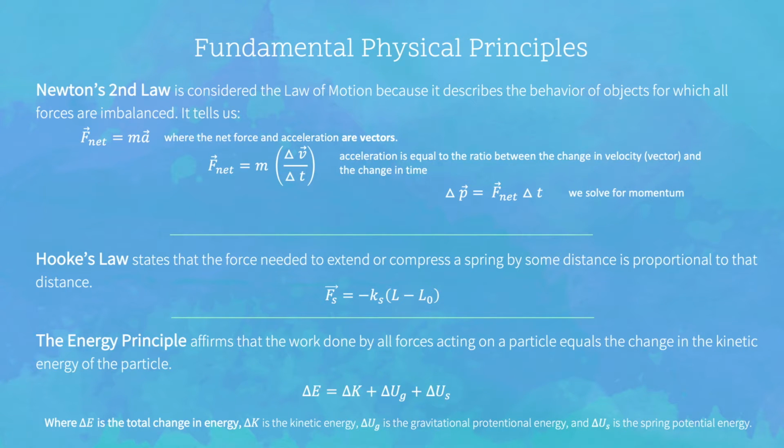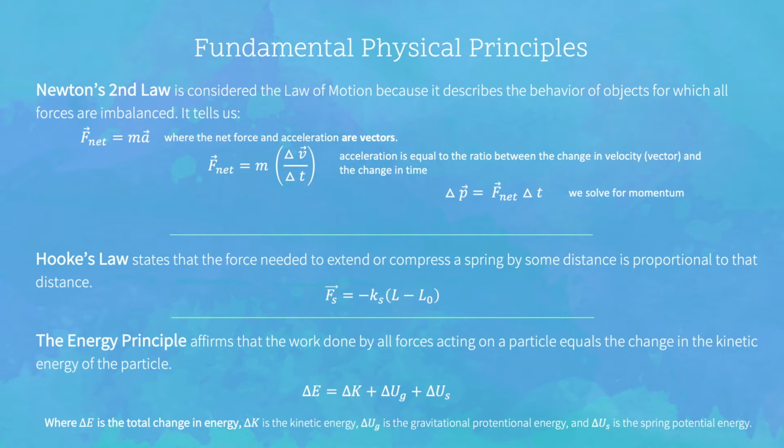This law describes the behavior of objects for which all forces are imbalanced. It tells us that the net force of an object is equal to the mass times the acceleration, where the net force and acceleration are vectors. This ultimately translates to the change in momentum vector being equal to the net force vector times the change in time. Hooke's law states that the force needed to extend or compress a spring by some distance is proportional to that distance.